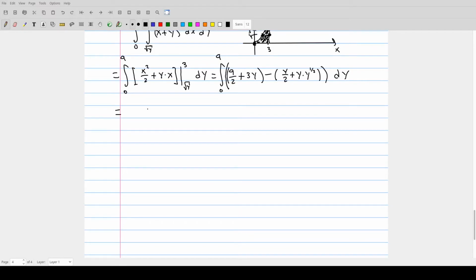So going through and simplifying, you end up obtaining that this is the same thing. You do 3y minus y over 2, and then y times y to the 1/2 is y to the 3/2. This is the same thing as the integral from 0 to 9 of 9/2 plus 5/2 times y minus y to the 3/2 dy.